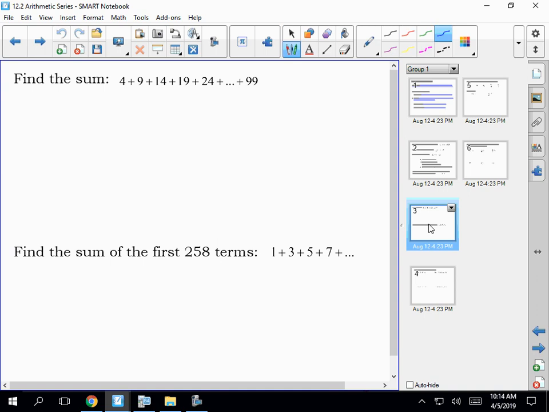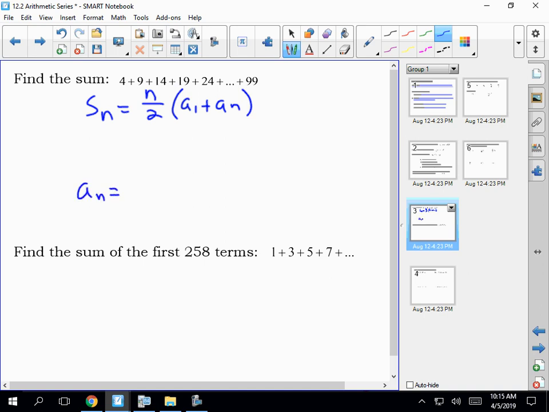So let's write down our formula. It's S sub n equals n over 2, and then it's a sub 1 plus a sub n. I need to somehow figure out what n is. How am I going to do that? Math. Yes. Which math? That's kind of broad. Divide the difference by... you subtract 4 from 99, divided by the difference of 5. Okay. Yeah, and that's coming. Yes, you're right, and that's coming from this formula.